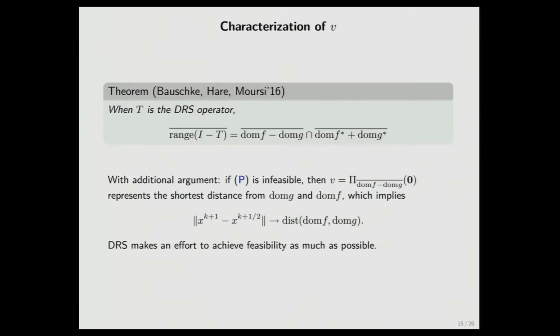If the primal is infeasible, in other words, there is no intersection between domain F and domain G, so this set without closure does not contain 0, then it turns out when you project onto this set, you only need to project onto that set. The projection does not depend on the second part. Which tells you that this displacement vector, where the fixed point residual converges to, actually represents the shortest distance between one domain and the other domain, which immediately implies that the shadow sequence is going to narrow until the distance between the two domains. In other words, applying Douglas-Rachford to the minimization of two functions, you're going to make the best effort to achieve feasibility. Okay, do as much as possible.